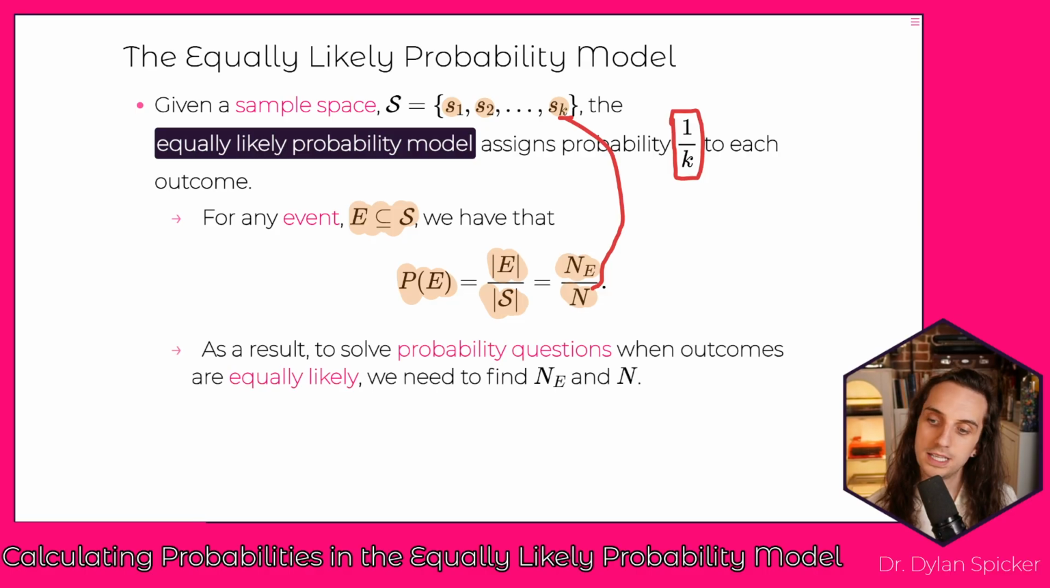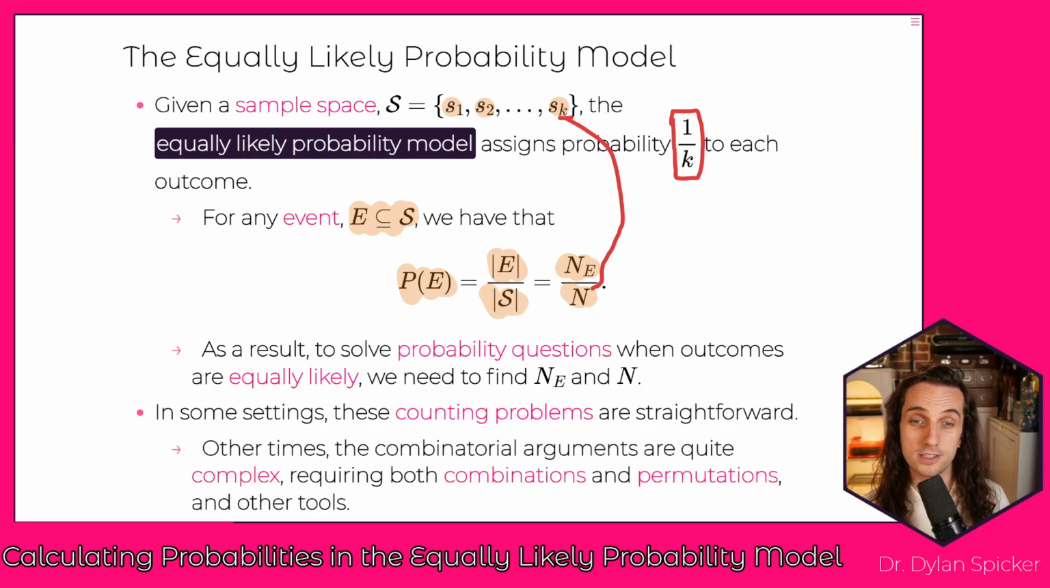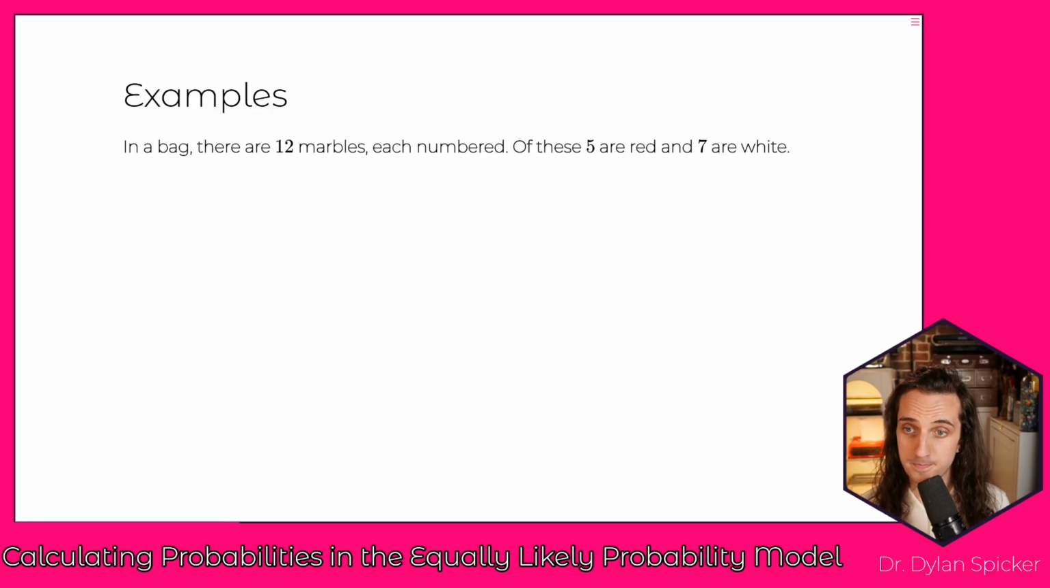Okay, so if we want to solve probability questions when the outcomes are equally likely, what we need to be able to do is find N(E) and find N. In some settings, this is going to be quite straightforward, but in other times, we're going to need to use sort of complex combinatorial arguments in order to solve for these probabilities. So let's start going through several examples to work out how this actually works.